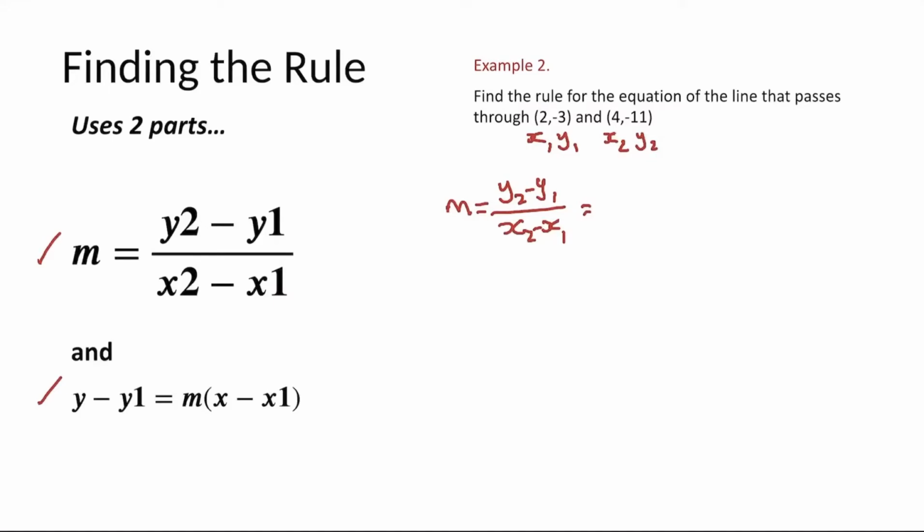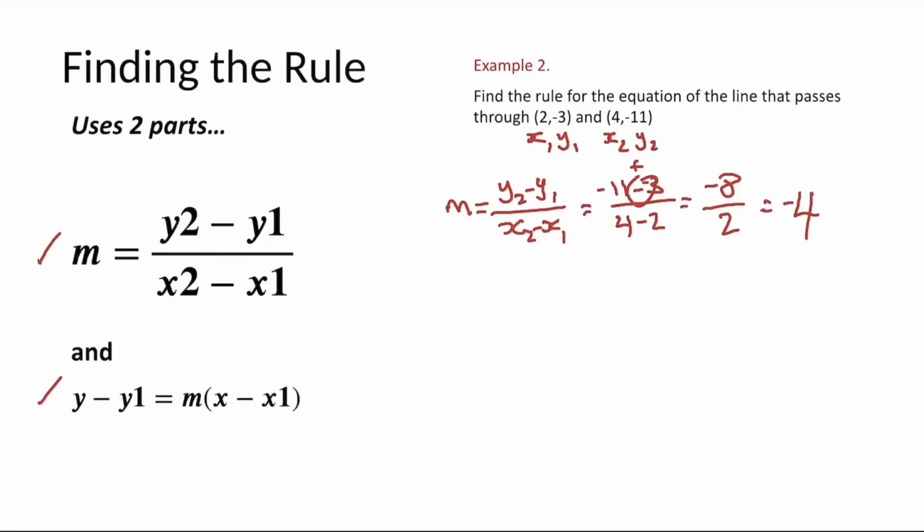Okay, y2 is negative 11 minus y1 is negative 3 over x2 is 4 minus 2. Negative 11 minus negative, so it's a plus. Negative 11 plus 3 is negative 8 over 4 minus 2 is 2. So our gradient is negative 4. Negative 8 divided by 2 is negative 4.